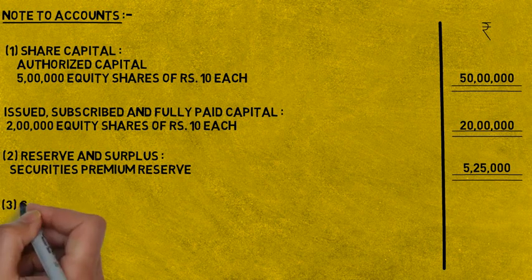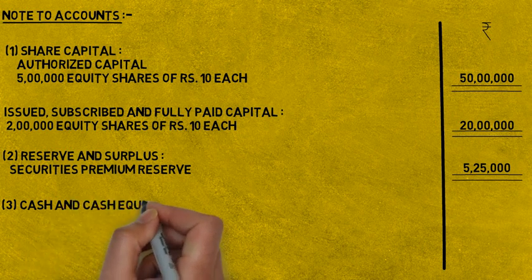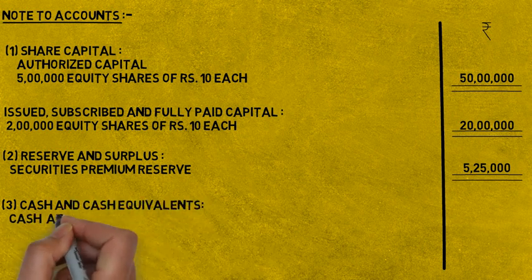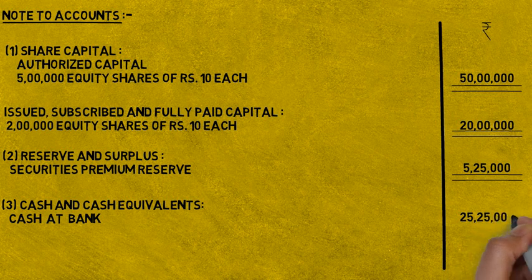And next, in the third note, we have written the total amount received by the company, that is 20 lakhs plus 5,25,000 rupees, which will be 25 lakhs 25,000 rupees.